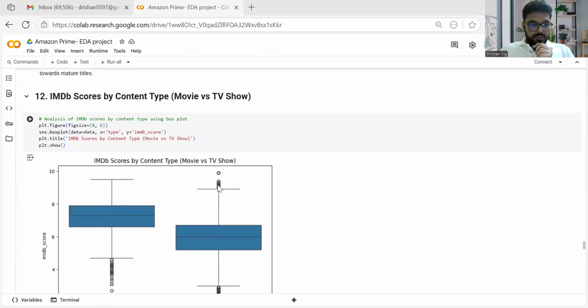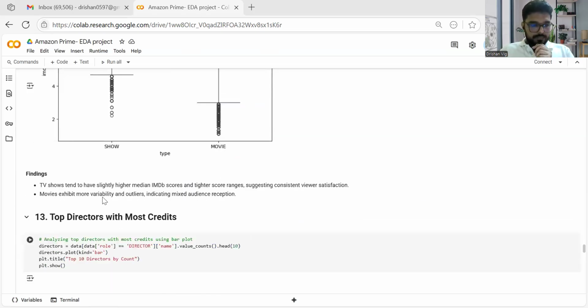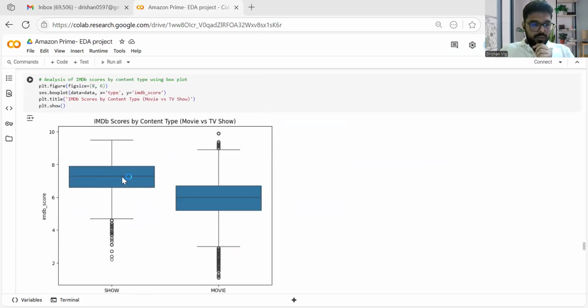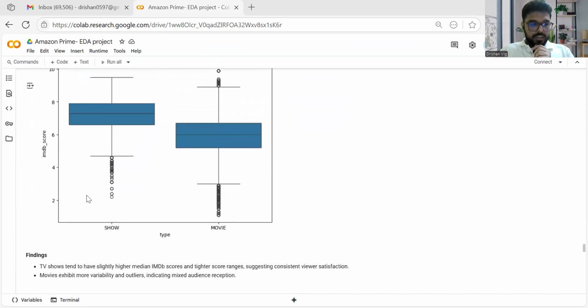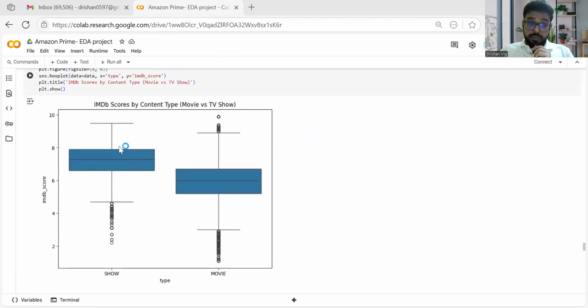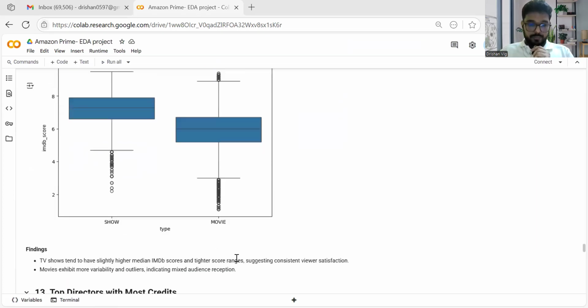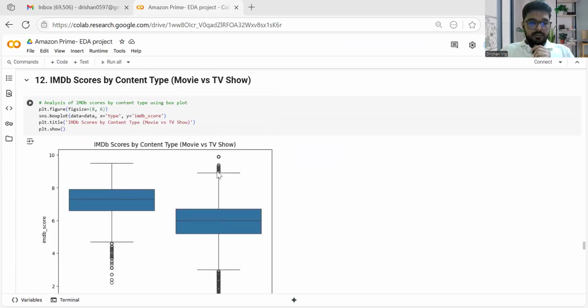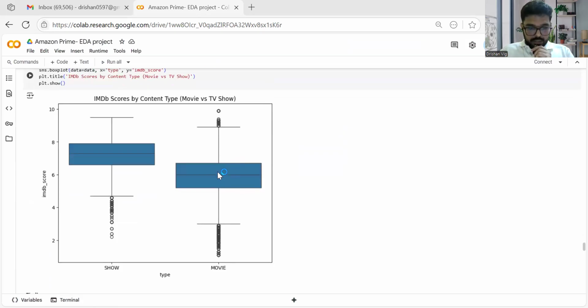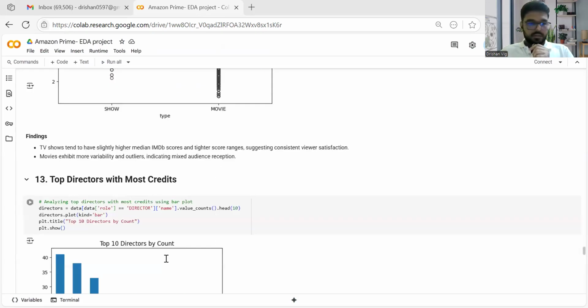Okay. You can see there are certain outliers as well. So see, TV shows have a higher median as compared to movies. You can see this line. This is nothing but the median itself. Okay, this is a median. So TV shows tend to have a slightly higher median IMDb score as compared to movies. Okay, and in terms of outliers, you can see that there are higher outliers in the movies as compared to TV shows. Okay, from this visualization, we can analyze these two findings.